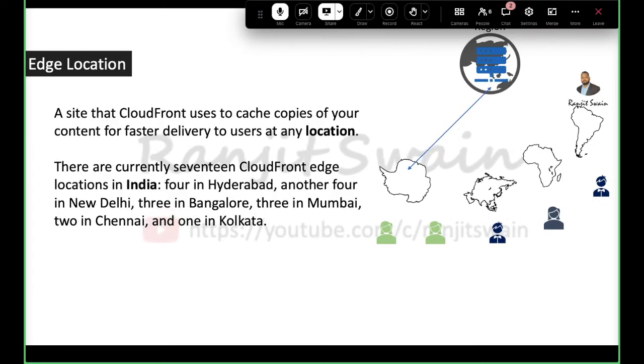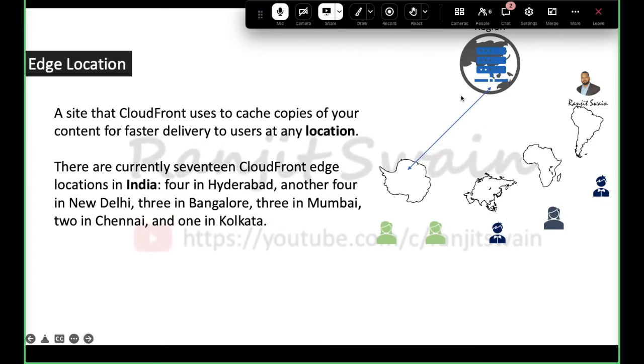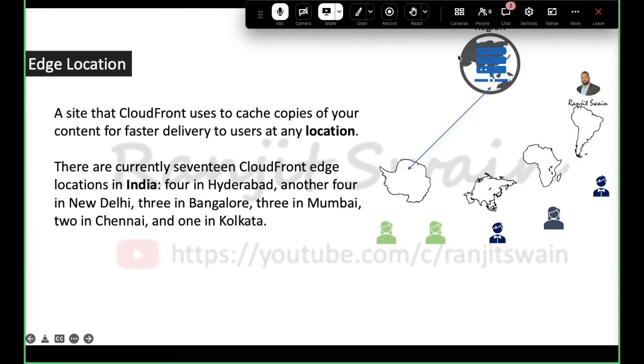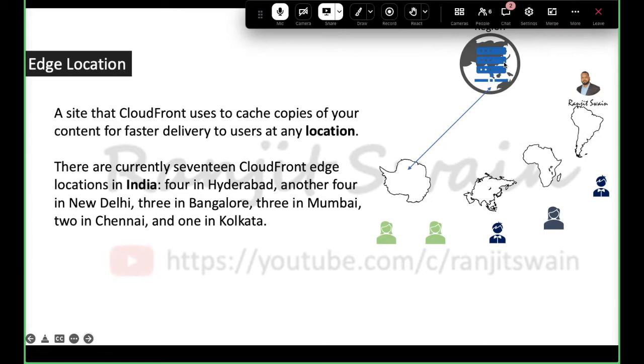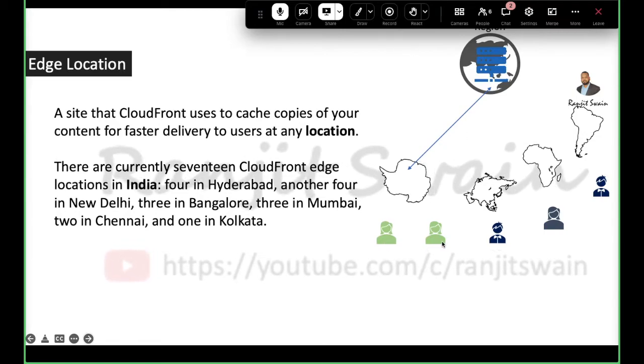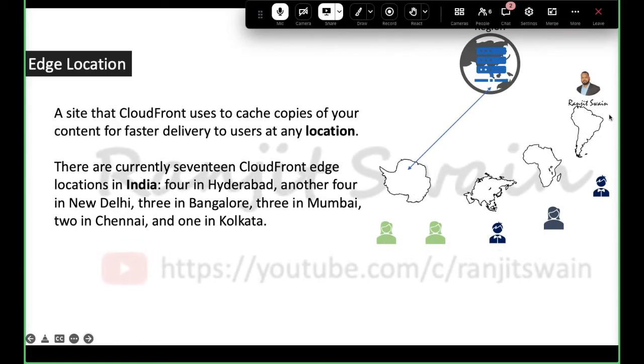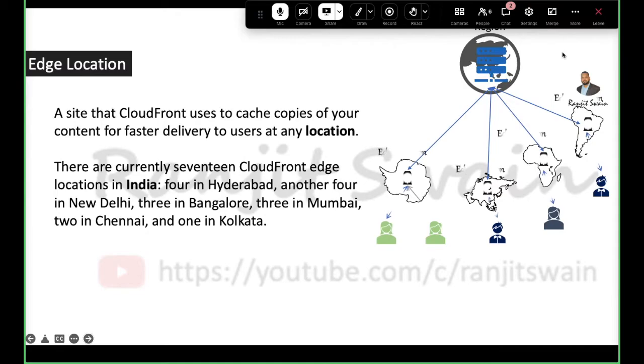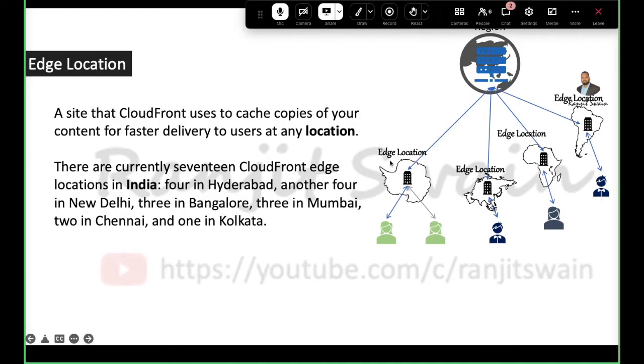Okay, so see the diagram here. Suppose this is the server, you can see the region where your data center is available. And here are the users from different locations around the world who are going to view the data. What will happen? Once the data is viewed by a user, everything will be cached to the nearest edge location.